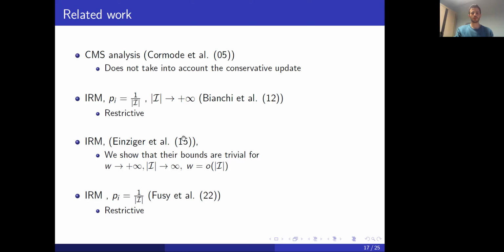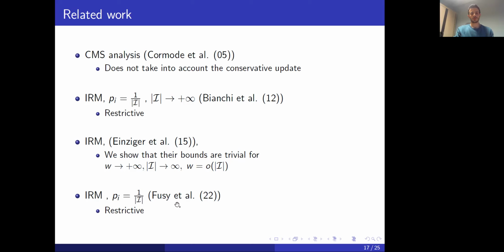We have also the work from 2015 that provides probabilistic bounds on the error. We prove that their bounds are trivial in this specific setting, which is important in the use of approximate counting, where the dimension of the CMS should be smaller than the dimension of the catalog size.